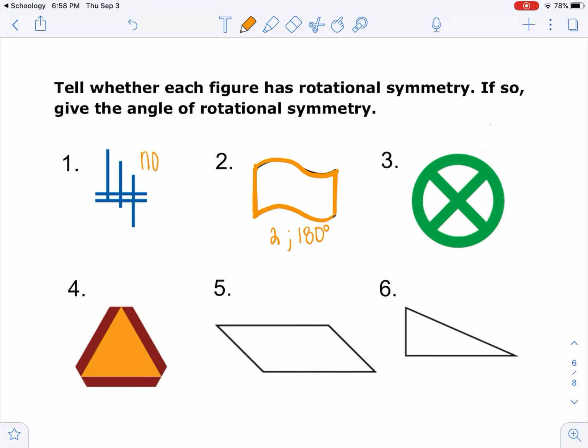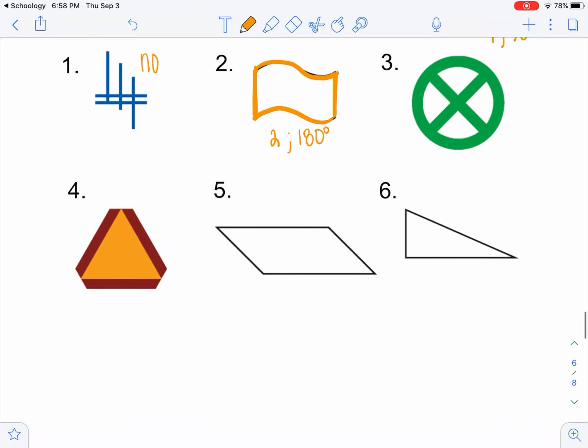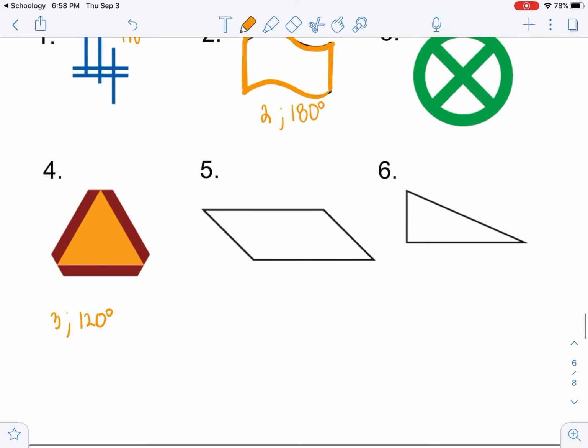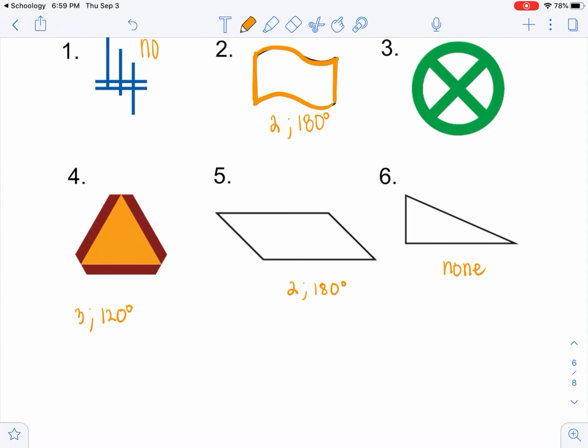If I turn this, how many times will it look like itself? 4 times. The order is 4. 360 divided by 4. So the angle is 90 degrees. If I rotate this, how many times will it look like itself? 3 times. 360 divided by 3, 120 degrees. If I rotate this, how many times will it look like itself? Twice. 360 divided by 2, 180 degrees. If I rotate this, how many times will it look like itself? None. There's no rotational symmetry there.